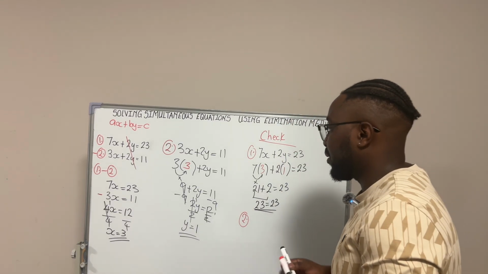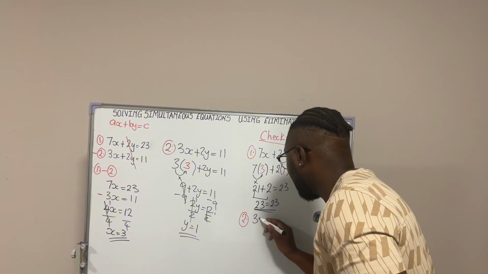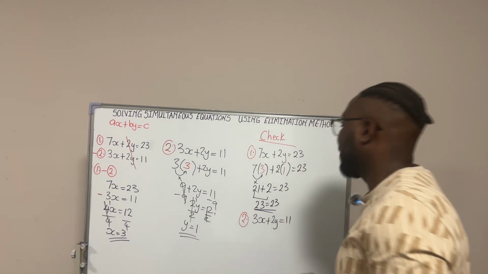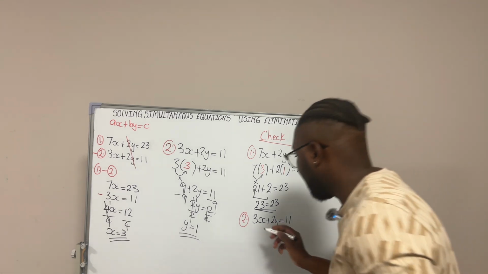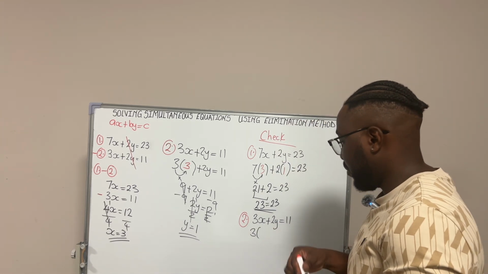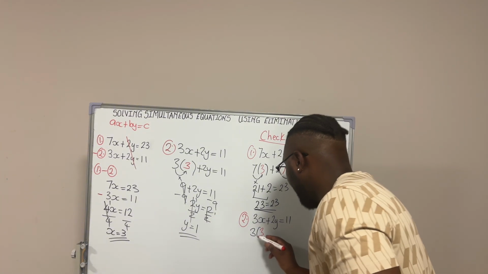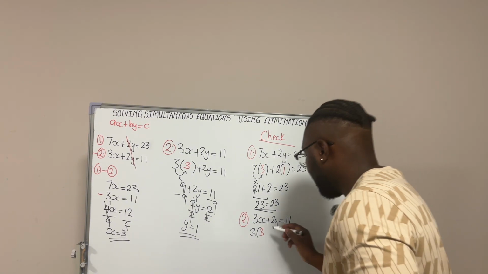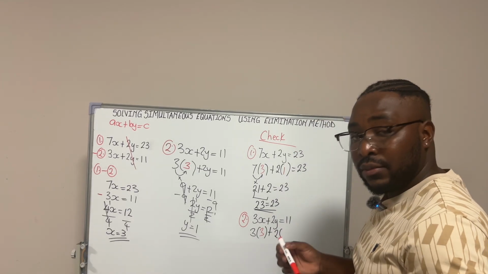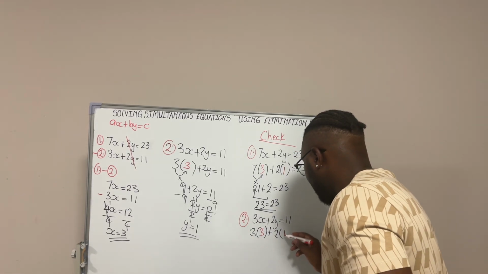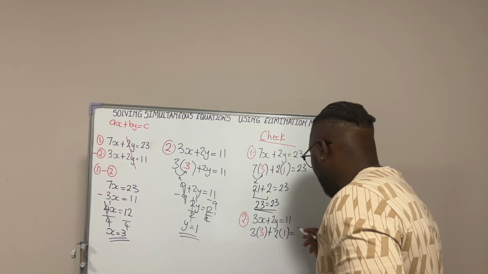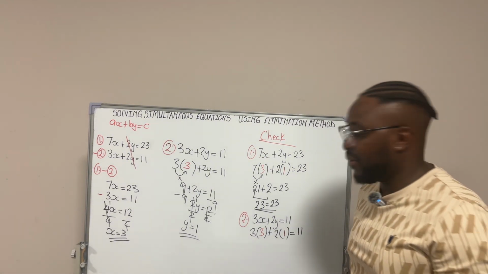And that's what? That's 3x plus 2y equal to 11. All right, let's substitute. 3, yes. What's our x value? 3. Right? Plus 2. What's our y value? 1. Yes? Equal to 11. All right, so let us simplify.